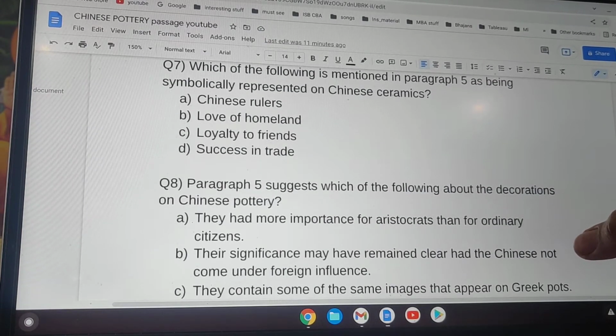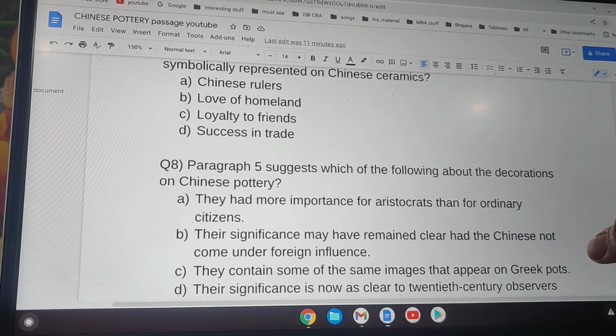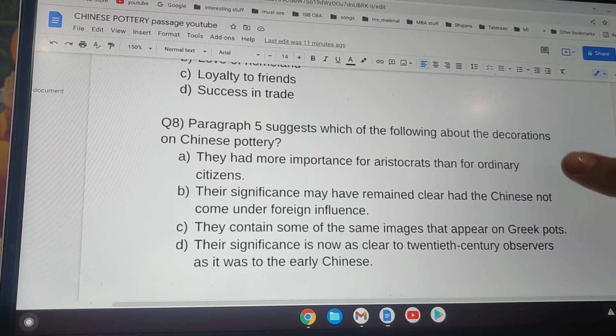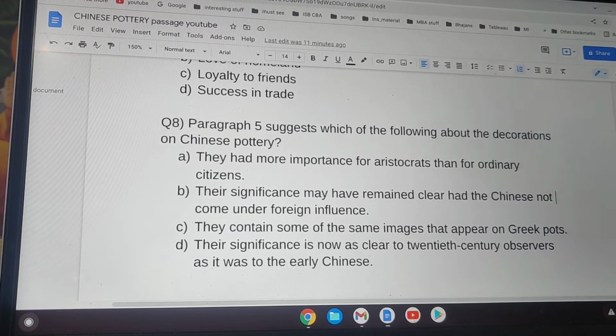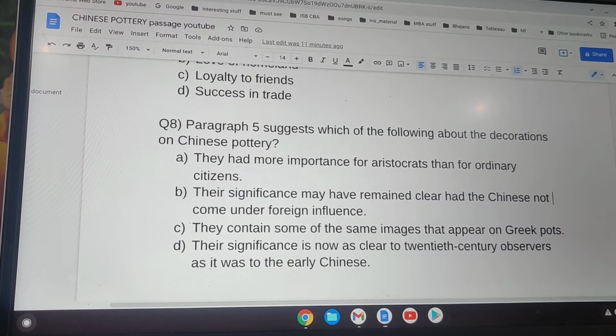Hope that's clear. Question number 8, paragraph 5 suggests which of the following about the decorations on the Chinese pottery. That means we need to understand the keywords: decoration on the Chinese pottery. Whenever you read a question, you need to identify the keywords. Don't just go on reading and reading because you have to give an answer.